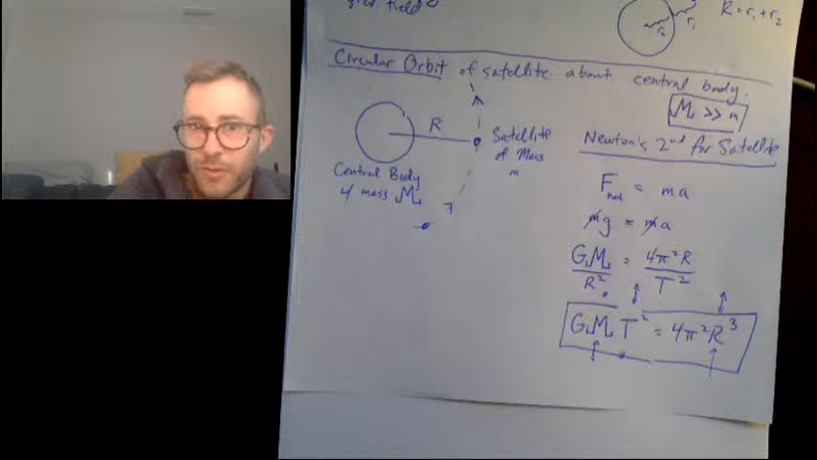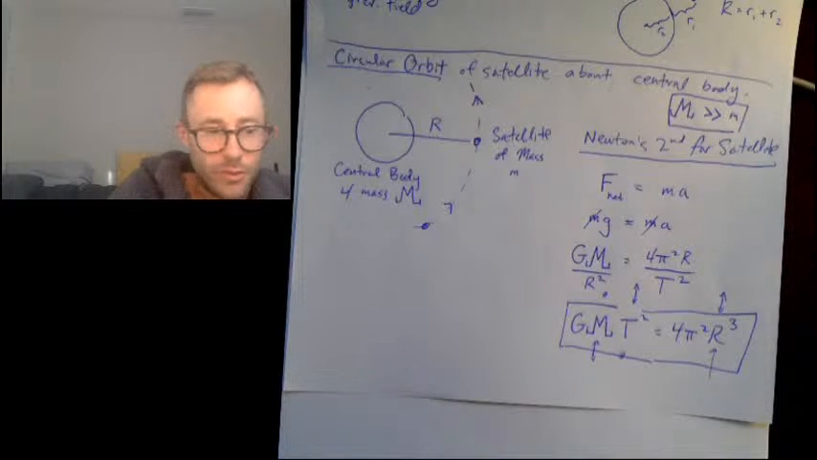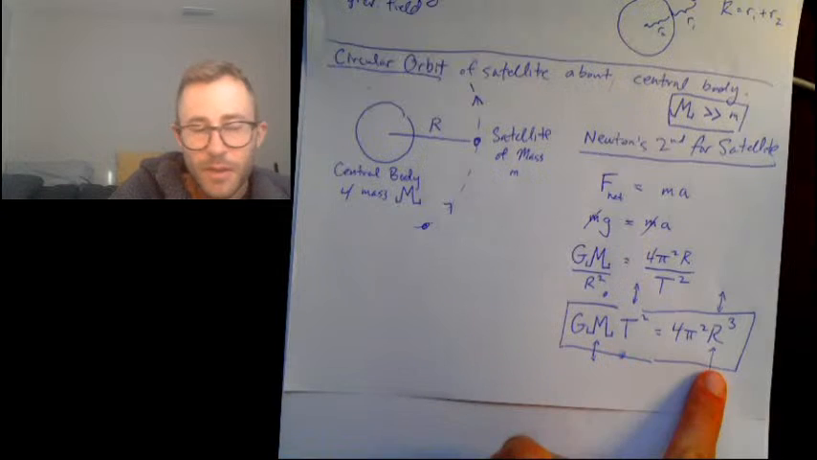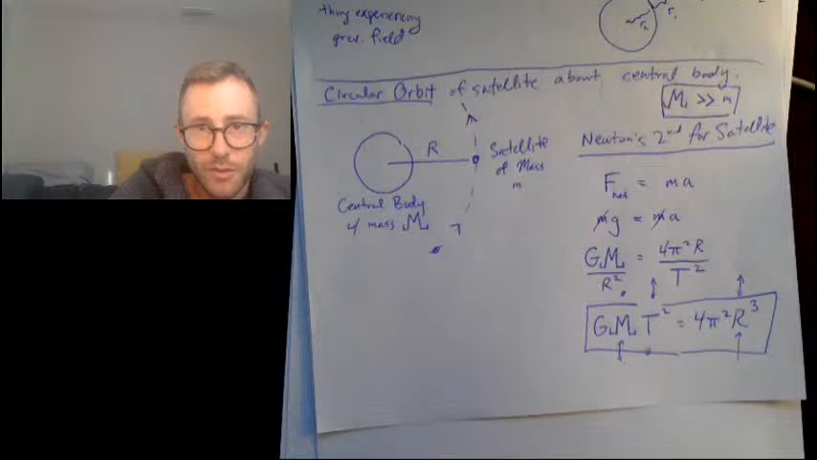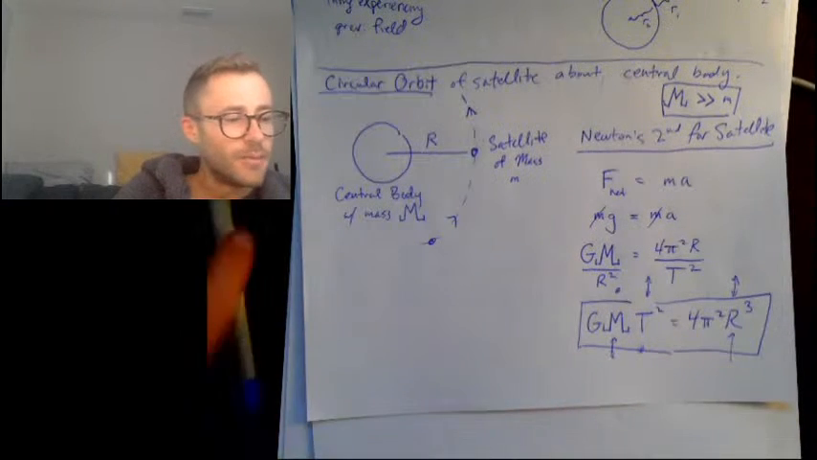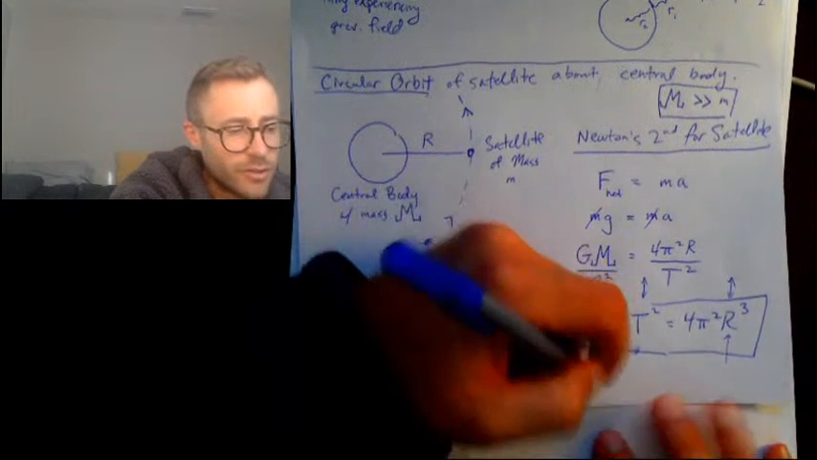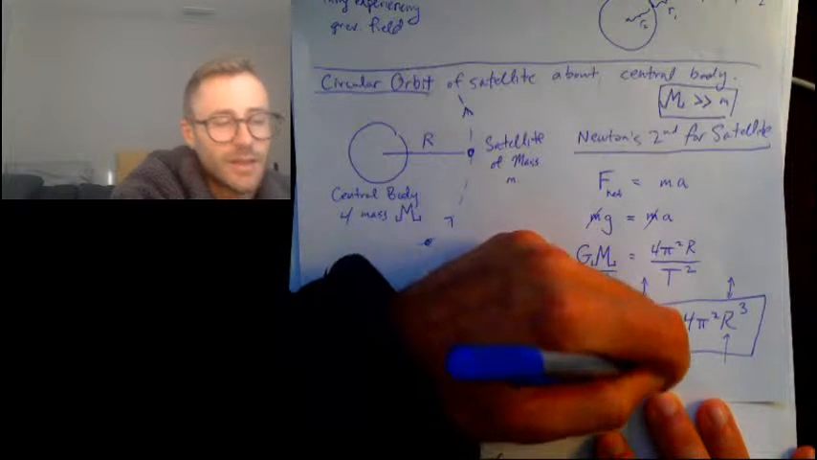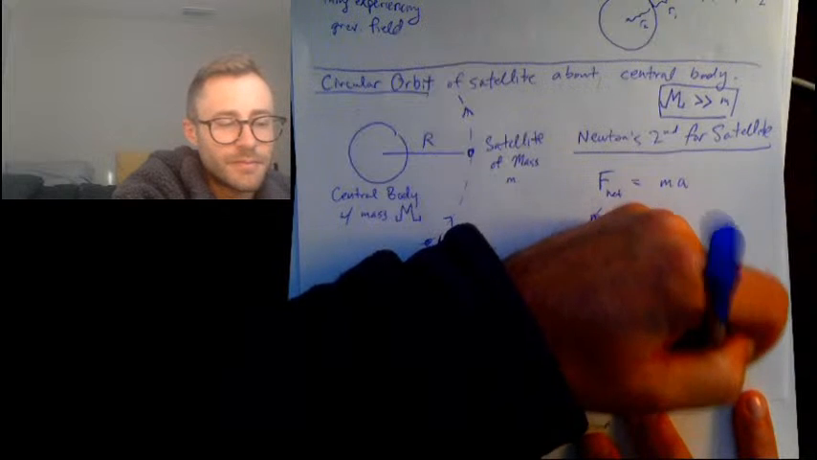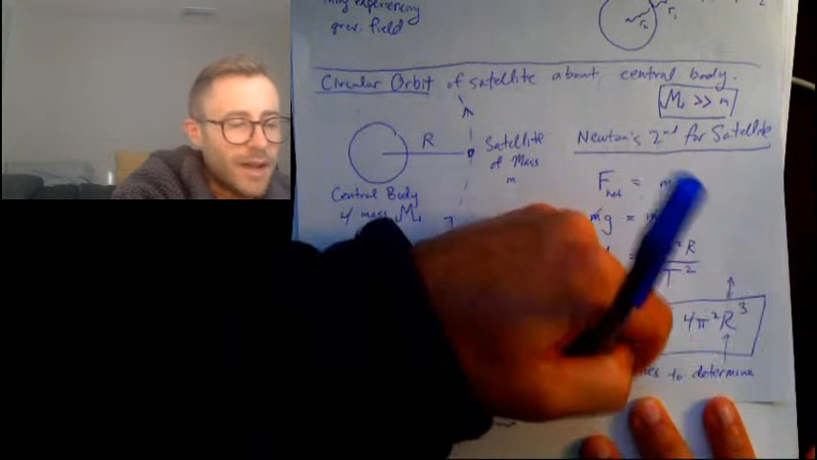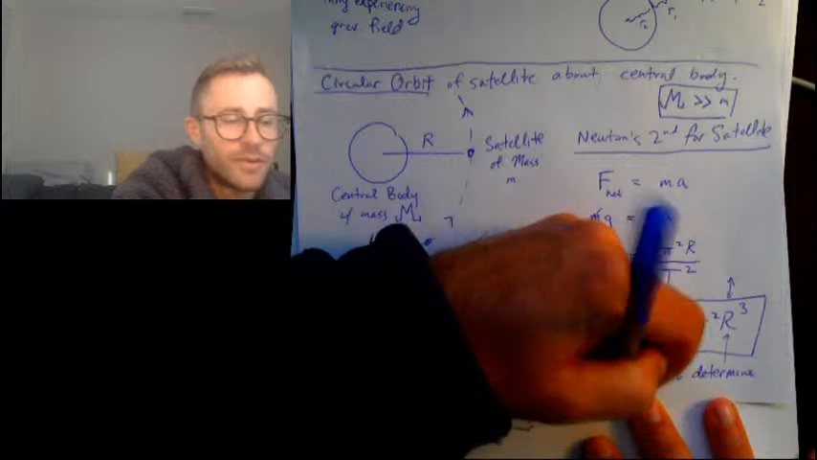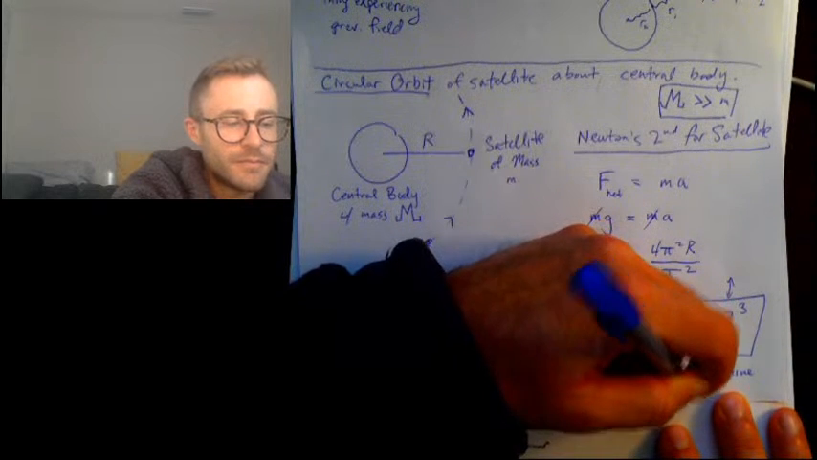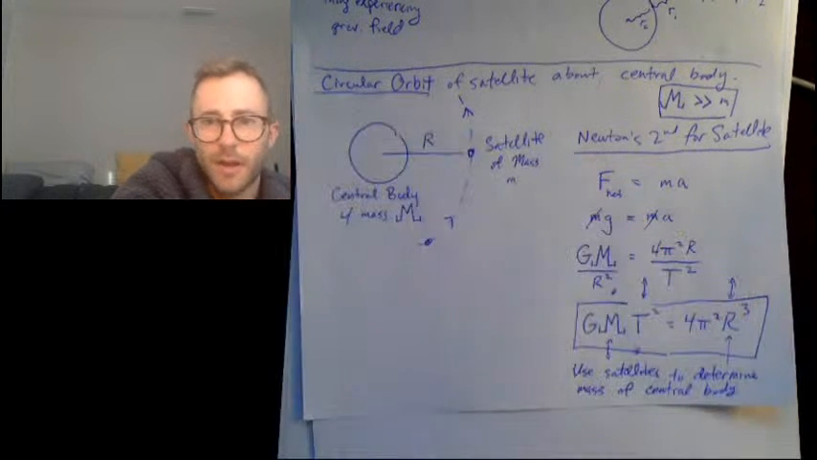We know the mass of a planet by looking at its moons, timing their orbital period, looking at the radius of the orbit, and using that to calculate the mass, okay? So the main thing here is we use the satellites to determine the mass of the central body. Okay? So that's really cool.